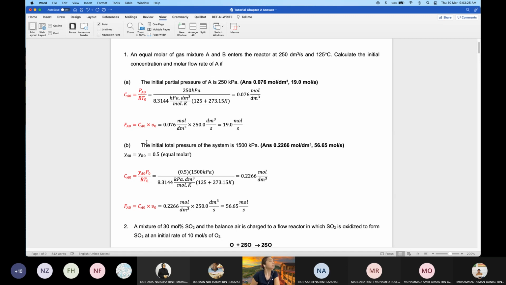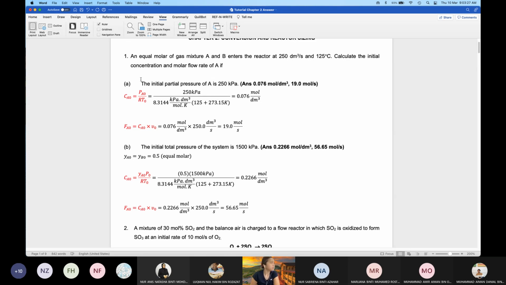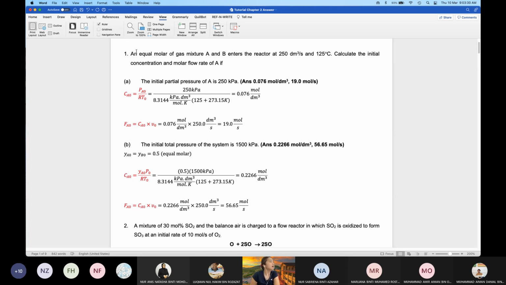Okay, so for the first question for this morning, we have an equal molar gas mixture A and B. It's very important in engineering questions to understand the question first. Most of the time, students are not able to solve the questions mostly because they are unable to understand the question in the beginning. So it's very important for you to understand the question.